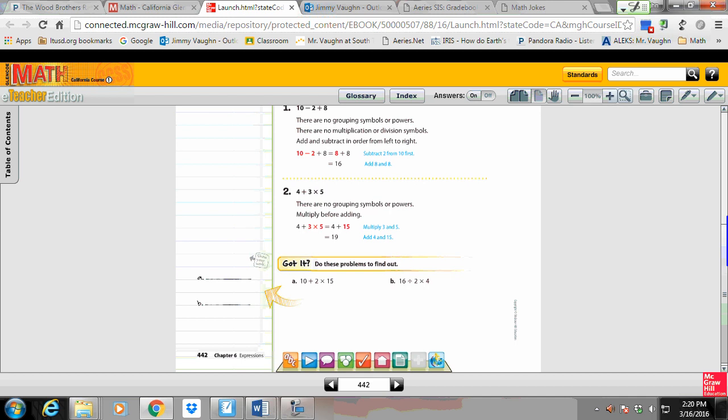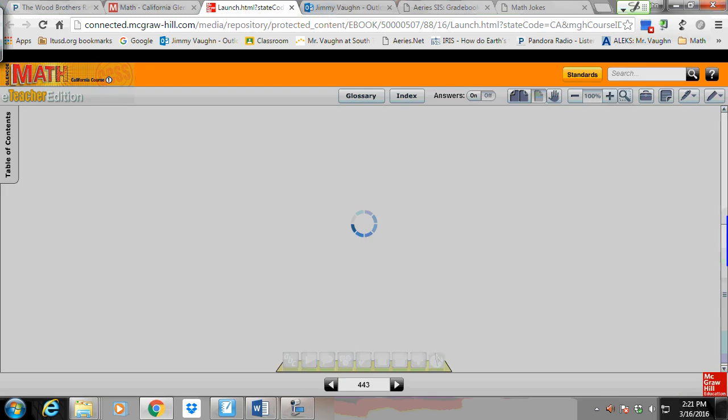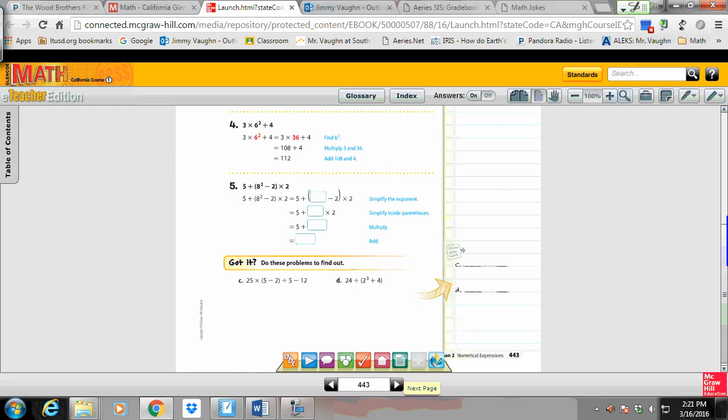Now we're back with the answers to 442. Hopefully you got a 40 and a 32. I'm not going to work them out for you, but if you did not get those answers, you should go back and try it again, looking at the order of operations. A little bit more lengthy ones on page 443. Same thing. Go ahead and pause the video.